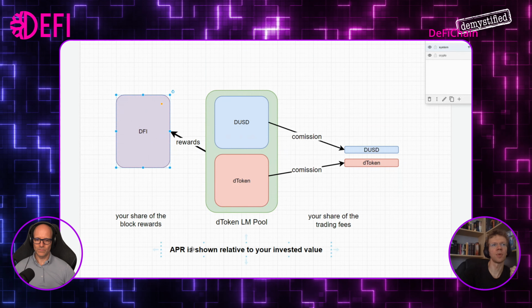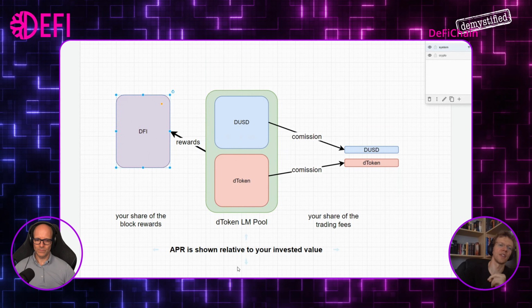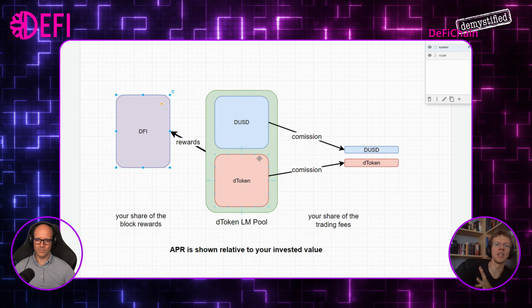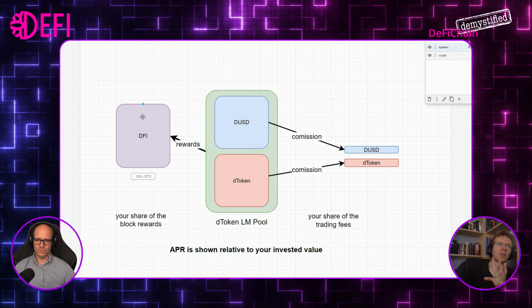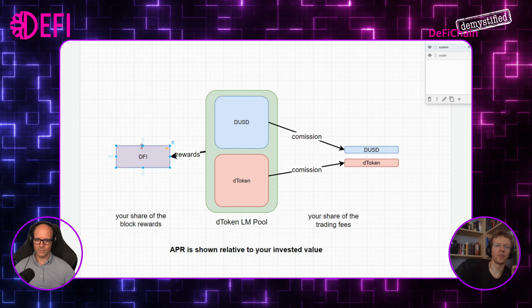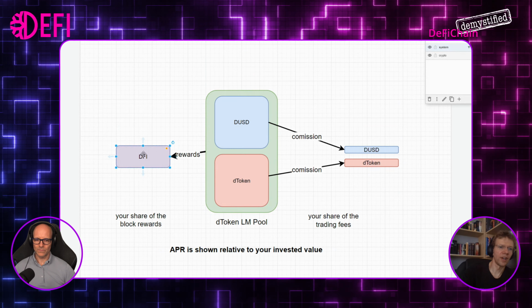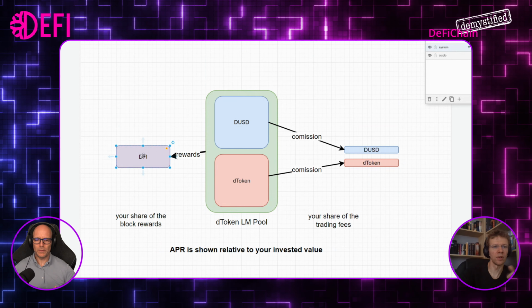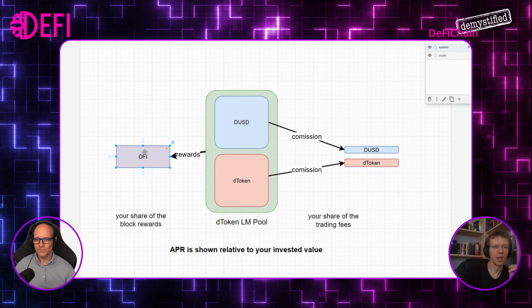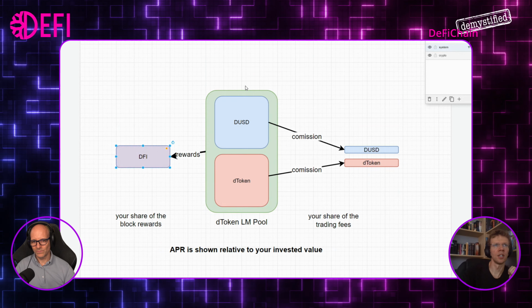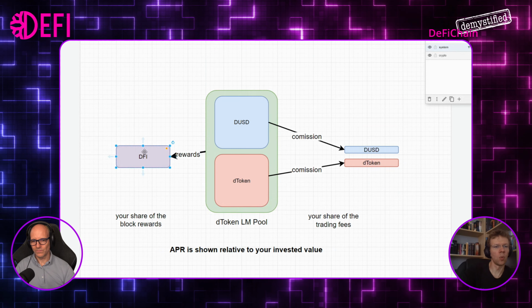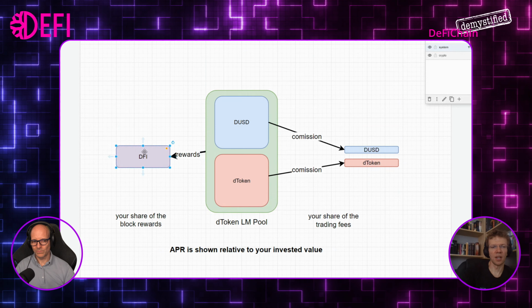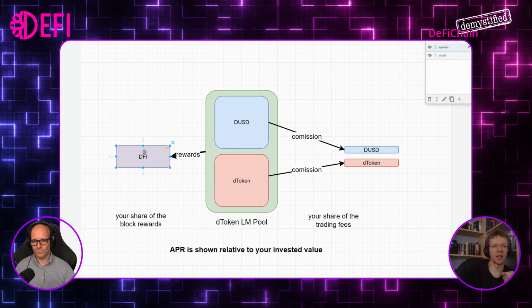So my relative APR, because the APR is always relative to your invested value. I still have, say, $1,000 worth of USD and dToken in the pool, and I get, I don't know, $1 worth of DFI. Let's say 1 DFI per day for the $1,000 in here. That would be $1 per day, $365 a year, which is 36% APR. It's a realistic APR that we have right now.